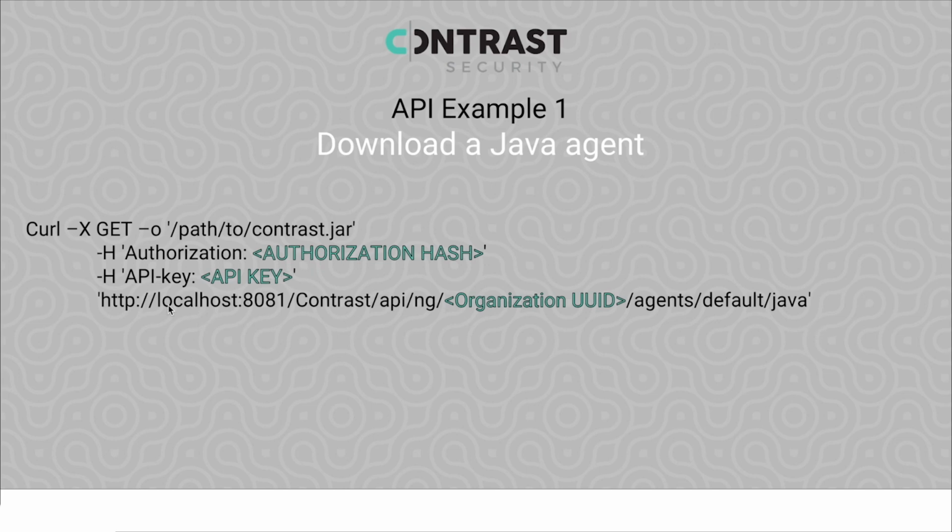In this endpoint, it's pointing to my locally running Team Server, so I have localhost here. Your hostname might be different, so you may need to change that. And then we have contrast/api/ng/organization UUID, which is specific to your own organization, and then agents/default/java. So this command looks very simple. Let me just go to the docs page really quick and show you how I got this.